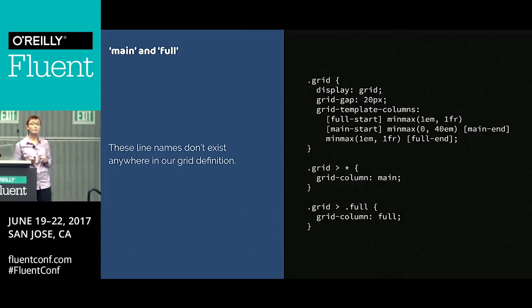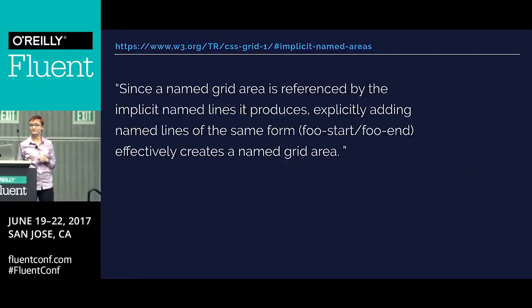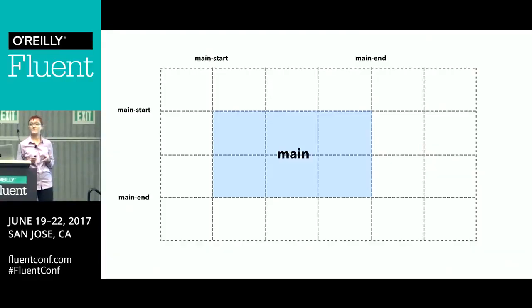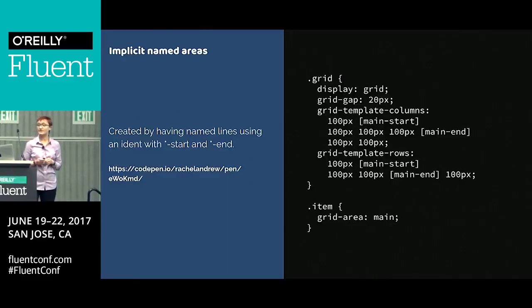So to understand how that's working, you need to know something else about naming and grid layout. When you name lines with dash start and dash end for columns and rows, you get a named area of the main name used. So here I've named my lines main start and main end for columns and rows, which gives me a named grid area called main. If those lines were named foo start and foo end, you'd get a named grid area called foo. And you can place things into it like this.